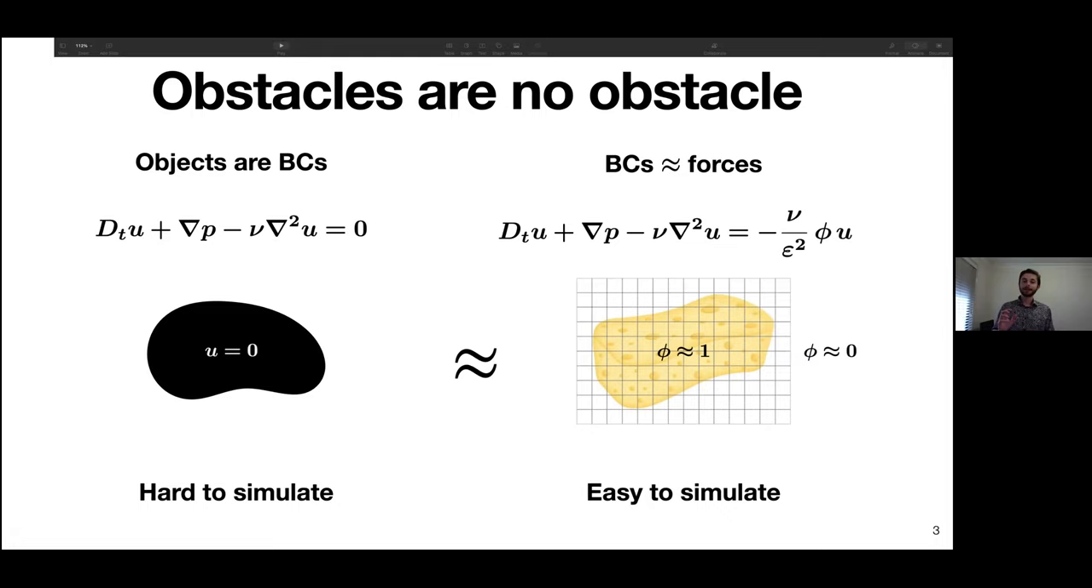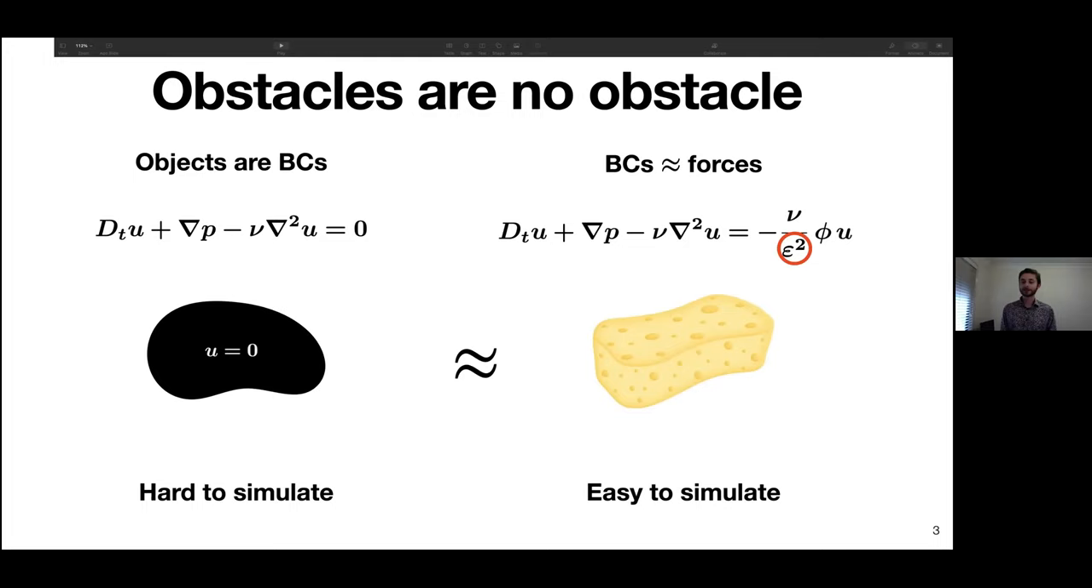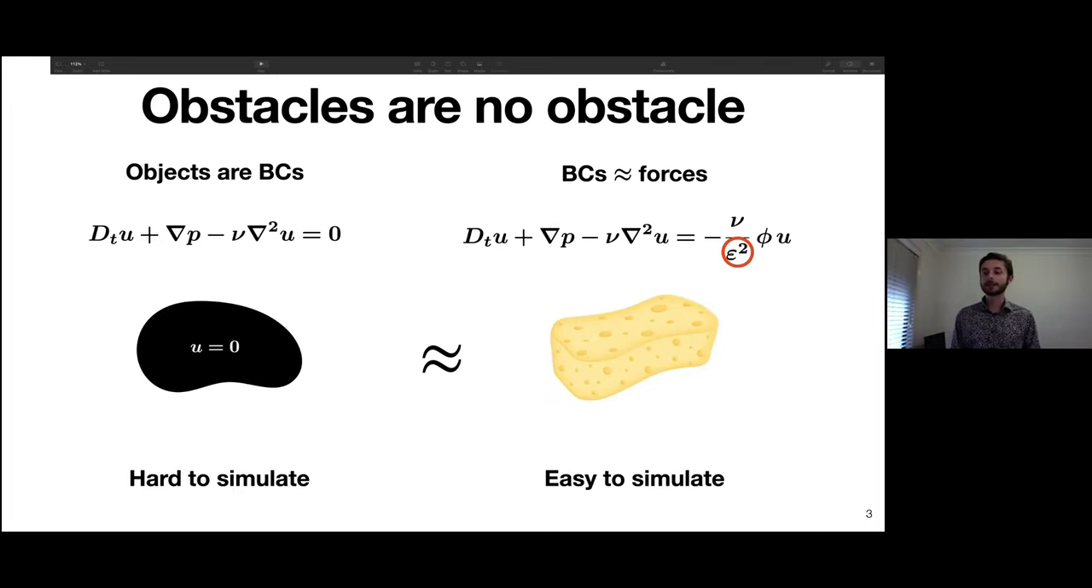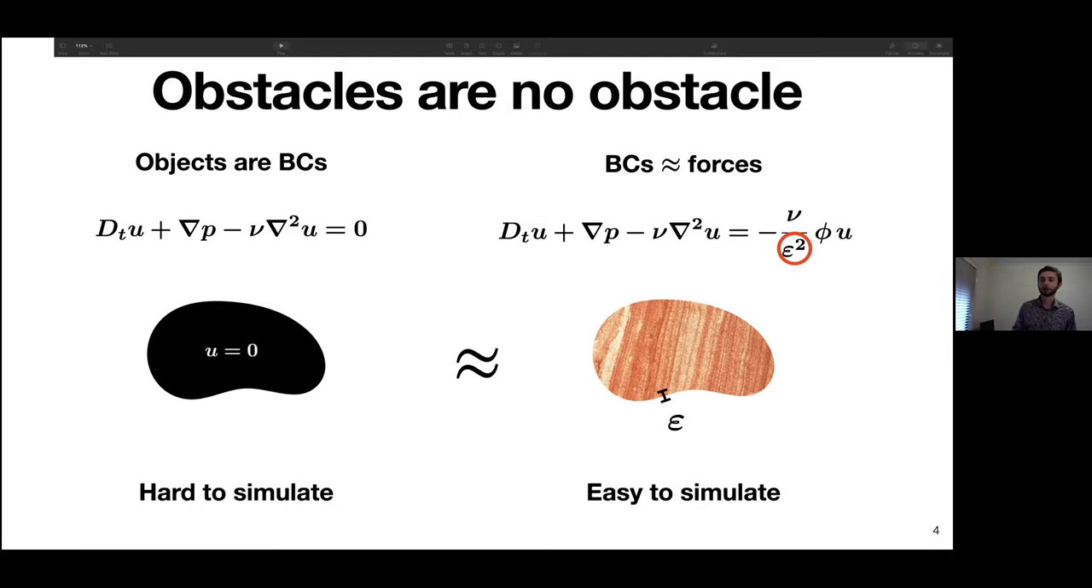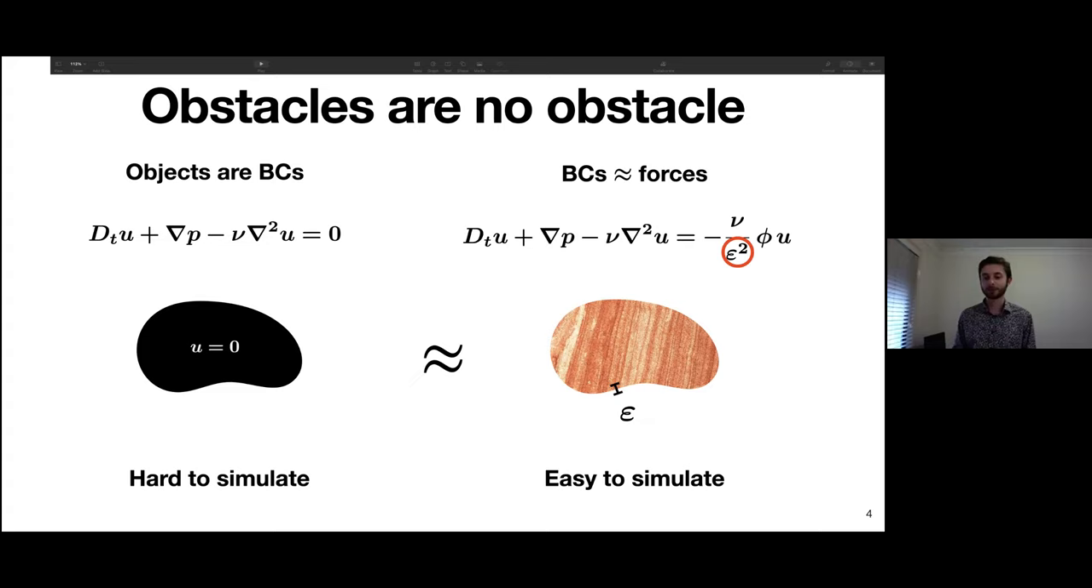Now, this is an approximation, and an approximation has error. I want to draw your attention to this little epsilon that I have there. This determines the error that's going to occur in our approximation. What epsilon physically represents is a length scale, which is how spread out our approximation of the object is. By making this length scale smaller, we're able to more accurately resolve the boundaries, and turn essentially a diffuse sponge into a highly resolved piece of sandstone, for example. So by decreasing epsilon, we get more accurate.